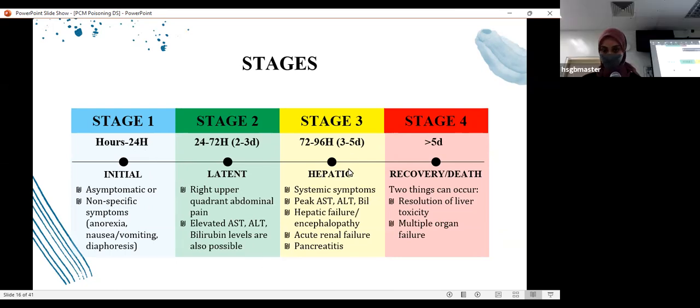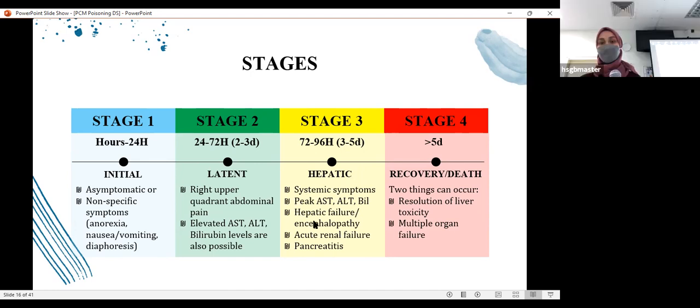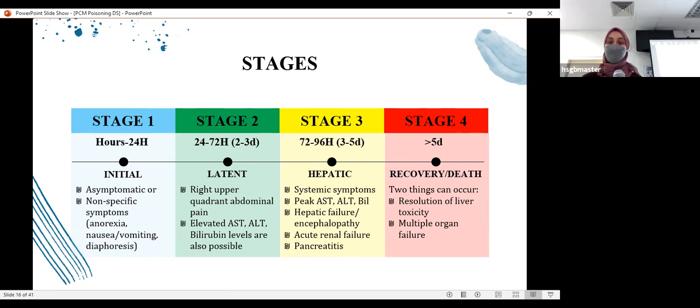The 3rd stage is called the hepatic stage. This takes place during the 3rd to the 5th day. So patients can have systemic symptoms when you take their blood. They can have peak AST, ALTs. They can have features of hepatic failure and encephalopathy, acute renal failure, or pancreatitis. So the last stage is stage 4, where patients can either recover, or patients can have multi-organ failure, and eventually die.